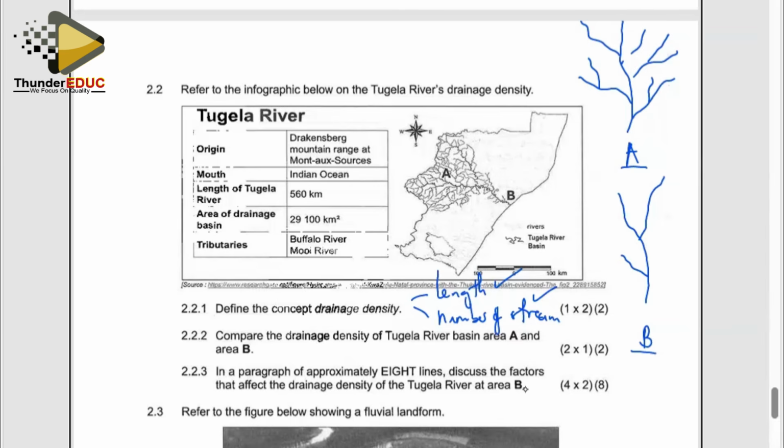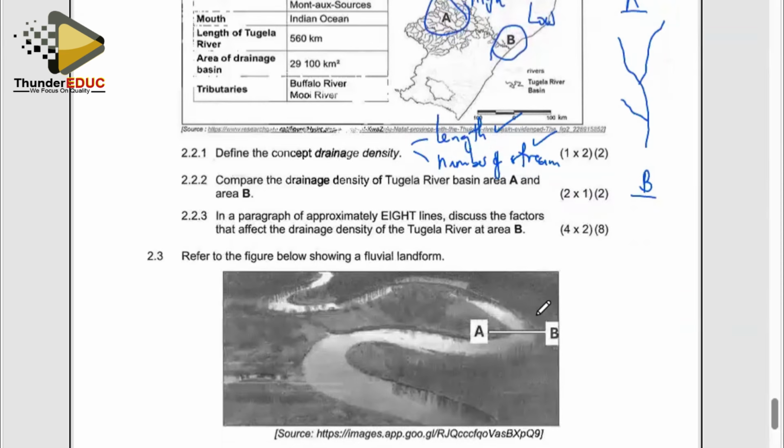Right, we move on to the next question. Compare drainage density of Tugela Basin area A and area B. We are basically comparing. If you check area A here, and then area B, automatically here there is a high density. A has got high density. There are many streams here if you check, but here is very low. So area A has got high density, whilst area B, the density is low. Right. Next question is saying, compare the drainage. We are done with that one.